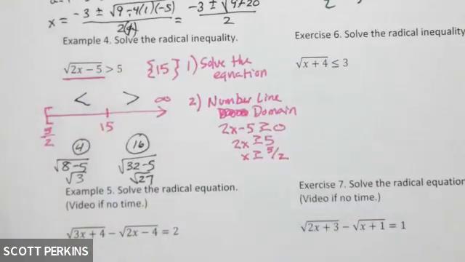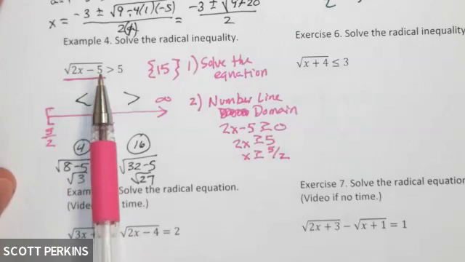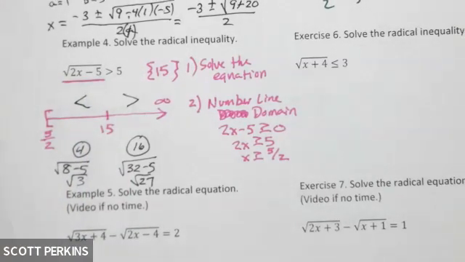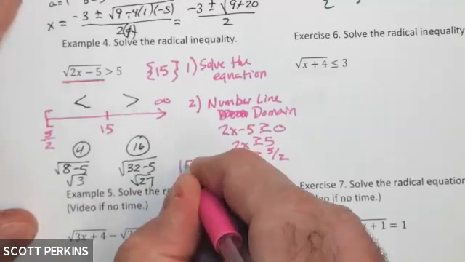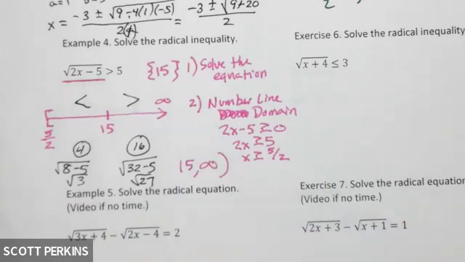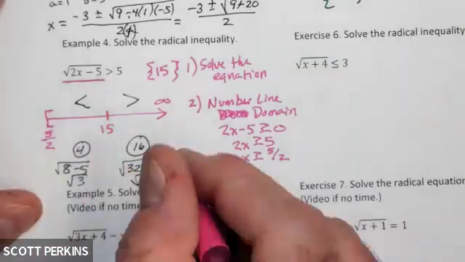Now we're ready to answer the question. The question said, where is the square root of 2x minus 5 bigger than 5? Which interval is it? Okay, it's from 15 to infinity. I'm going to put a parenthesis at the infinity end because it's infinity. What am I going to put at the 15 end of this? I'm going to put a parenthesis because I'm not interested in the equality.